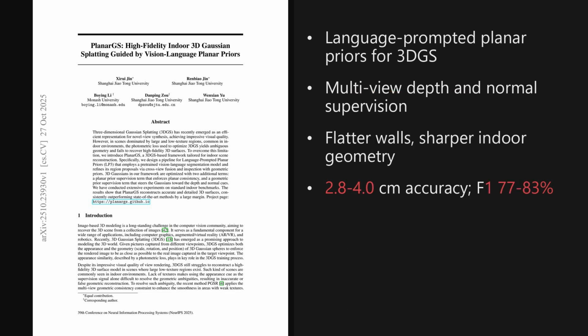I'm Alex. Today we're looking at a paper trending on X, published on October 27, 2025, about 7 days ago. This paper shows that guiding 3D Gaussian splatting with language-prompted planar priors and multi-view geometric cues fixes textureless indoor regions, delivering high-fidelity surfaces with accuracy around 4 centimeters, F1 about 77%, normal consistency about 83%, and novel view PSNR about 26, while outperforming prior methods. The paper is titled PlanarGS, High-Fidelity Indoor 3D Gaussian Splatting Guided by Vision Language Planar Priors. And as we'll see later, the gains for indoor reconstruction are quite significant.